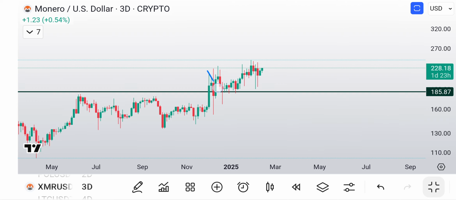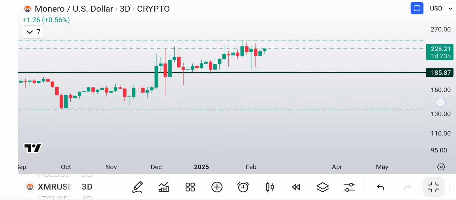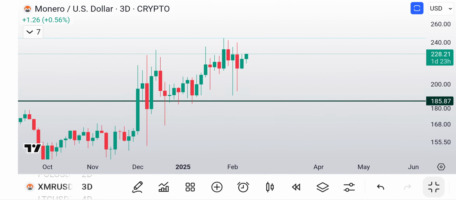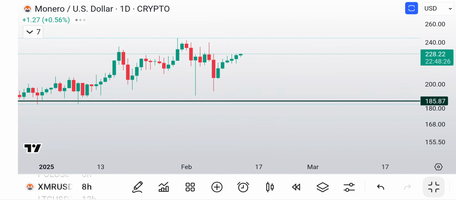And if it's expanded, that means it's an expanded flat, that means it's taking the low. And if it's just a regular flat, that's equal highs, equal lows. Or no, the high could be higher, or the B wave could be higher, but the C wave is the same. So looking at the 3-day candle, that thing is bullish to me. Still very bullish for Monero.